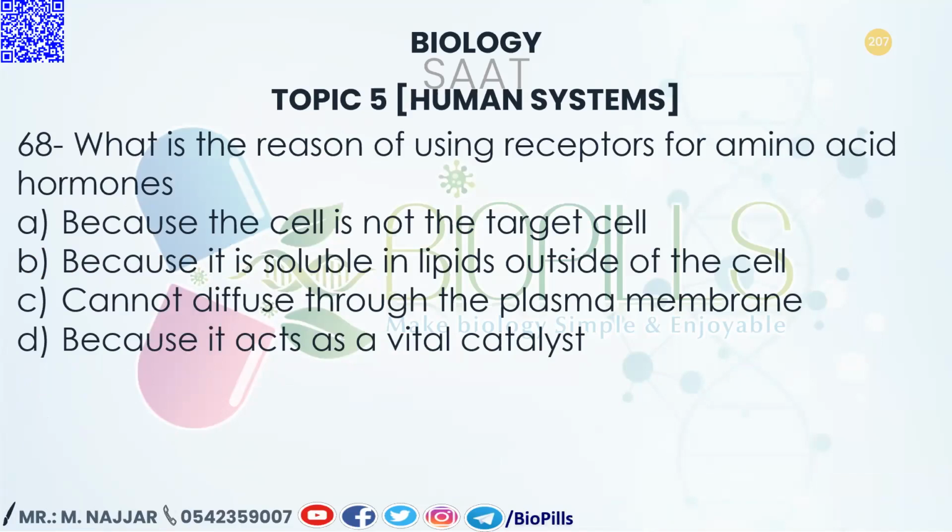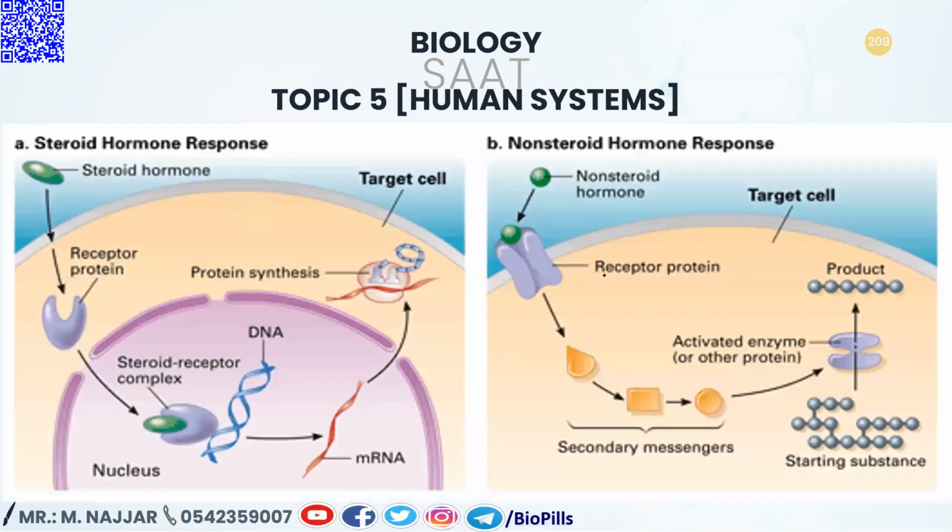Okay. Question number 68. What is the reason for using receptors for amino acid hormones? That's a good point, that's perfect. They cannot be diffused through the plasma membrane. If I can extend the explanation for that particular point, I'm going to say it here. This is the plasma membrane, and here is the non-steroid based hormone, also known as amino acid based. If you say non-steroid, it is amino acid based. If you say steroid hormone, it is non-amino acid based.